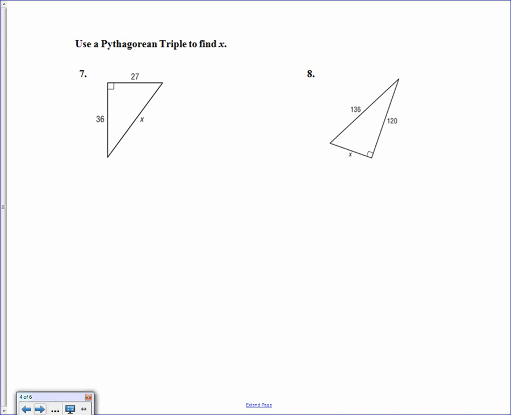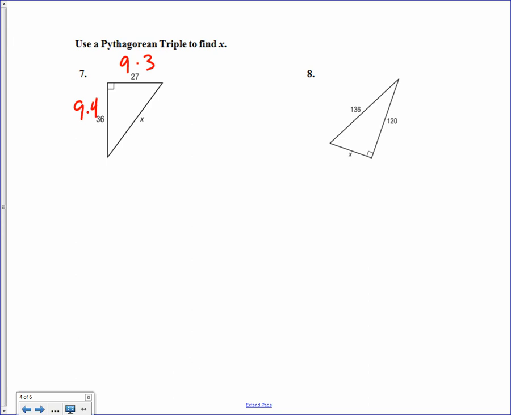All right. The suggestion here is to use a Pythagorean triple to find x. If you don't, even if it asks you to in the homework, you can just use the Pythagorean theorem. I am going to show you what it means by using a Pythagorean triple. So what it means is that both of these two things have something in common. This is 9 times 3. This is 9 times 4.